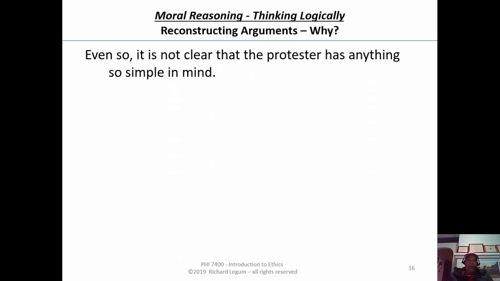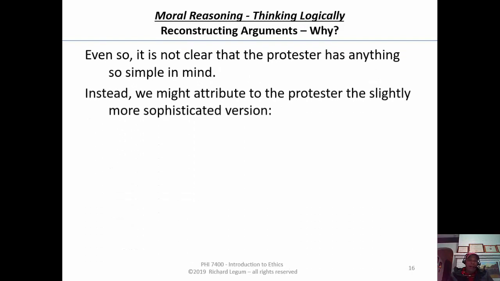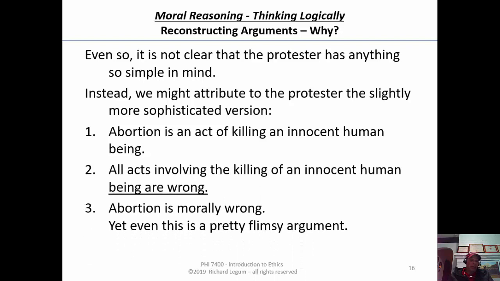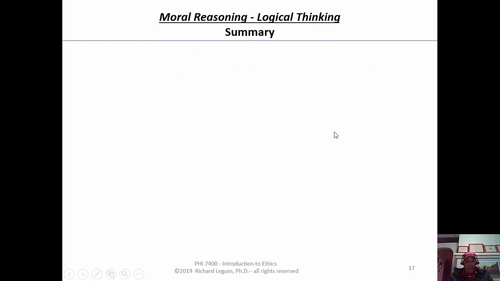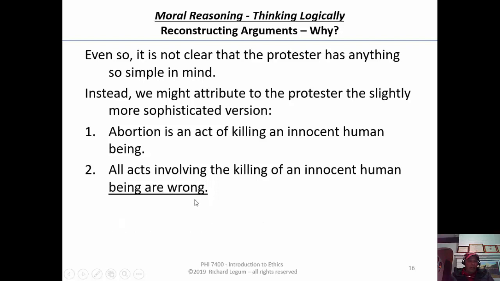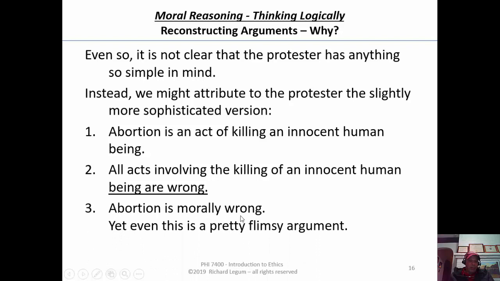Now, it's not quite that simple because we now have the more sophisticated version, right? We actually took two steps. That is, we added: any act that kills an innocent human being, sorry about that, kills an innocent human being; abortion is an act that kills an innocent human being. I switched it around in this slide. All acts involving the killing of an innocent human being are morally wrong. So that conclusion does follow, logically.